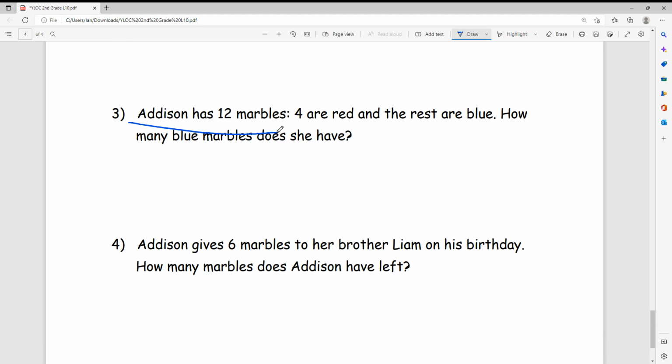So next is Addison has 12 marbles. 4 are red and the rest are blue. So how many blue marbles does she have? So it says that Addison has 12 marbles total, and that 4 of them are red, and we want to figure out how much blue she has, but it doesn't tell us here, so that's what we have to find.